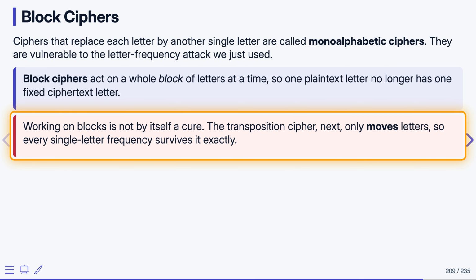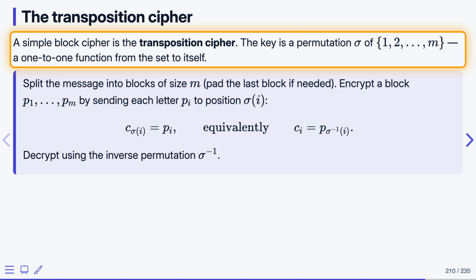But be careful here. Working on blocks is not by itself a cure. The very next cipher we meet, the transposition cipher, only moves letters around inside a block. It changes no letter at all, so every single letter frequency survives it exactly. This is the simplest block cipher, the transposition cipher. It does not change any letters at all. It only moves them around.